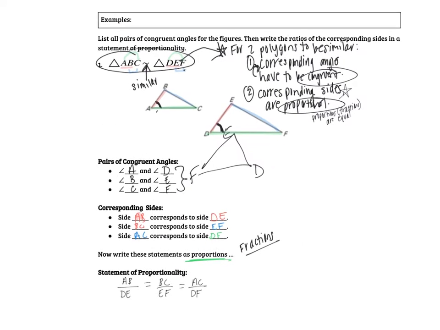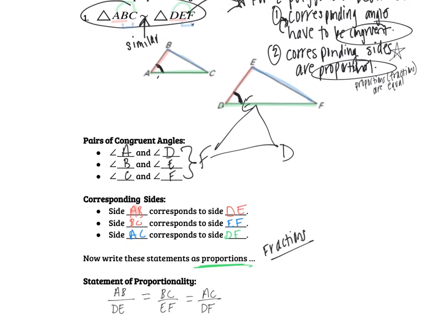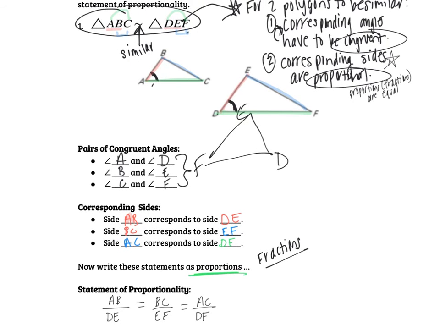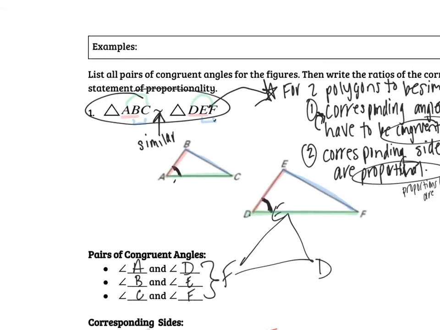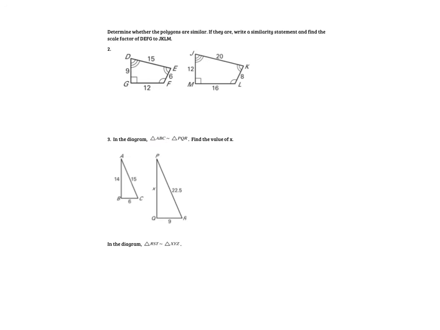So the whole point of proportions is that the fractions are equal. So if two shapes are similar, the corresponding side lengths should be proportional. Okay, so let's look on this previous slide. So we saw this right here is a similarity statement. An example.